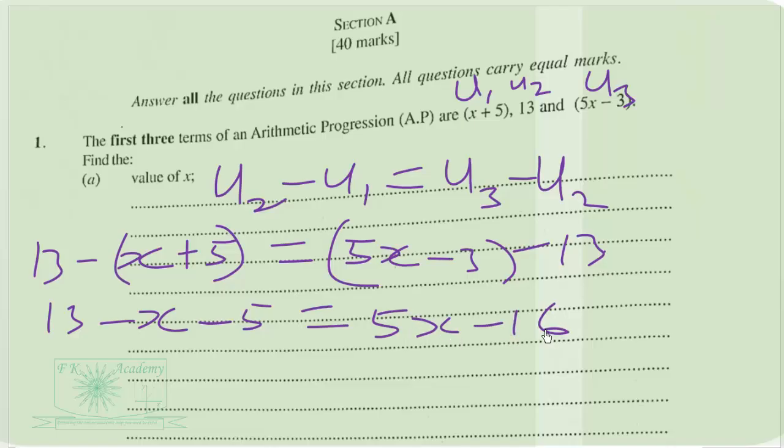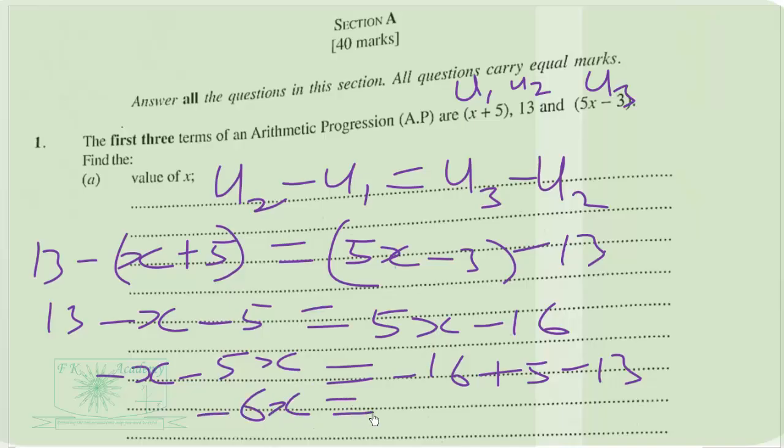Let's group the constant terms on the left hand side, the terms in x on the right hand side. So we have negative 16 plus 5 minus 13. Then we have negative x minus 5x. So this gives us negative 6x is equal to negative 24. Dividing through by negative 6, the value of x is positive 4.